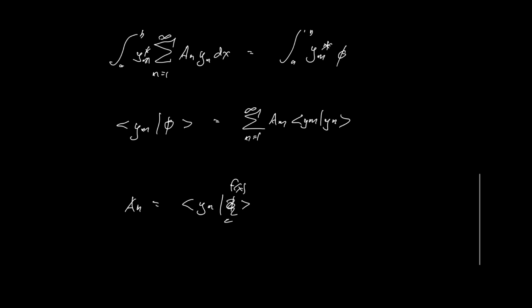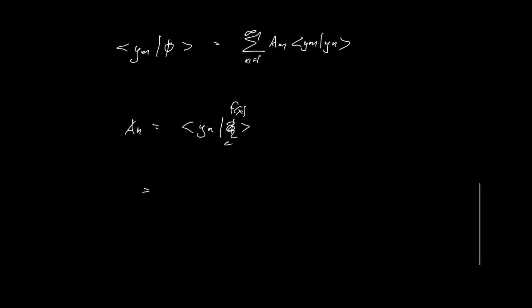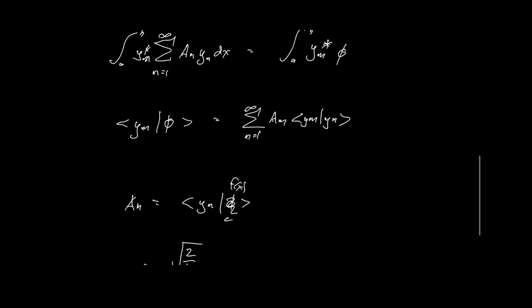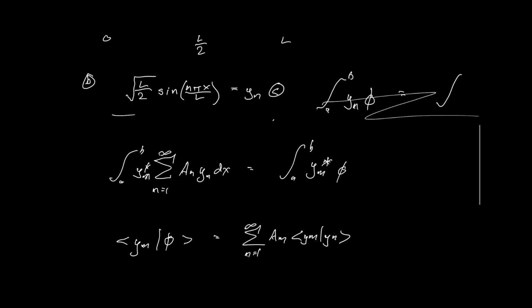And so what is that? That is explicitly written as, we have our constant 2 over L out, because we have this that we're going to bring in. This is our y sub n.